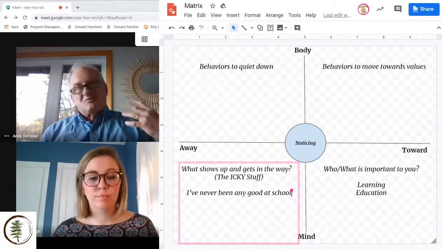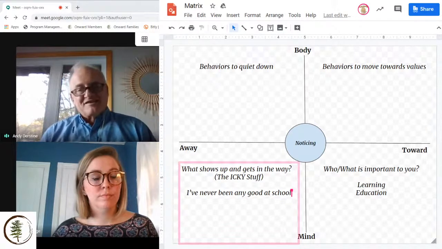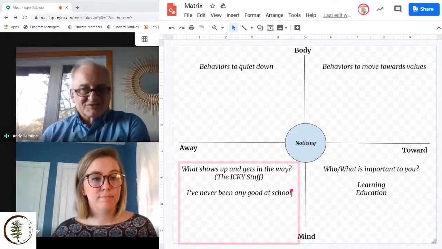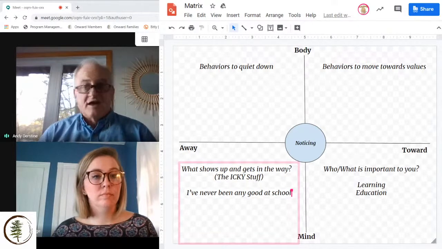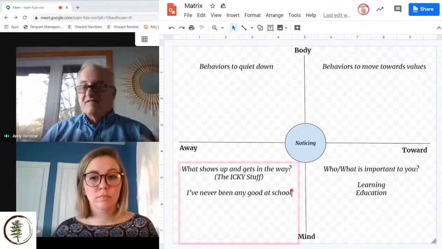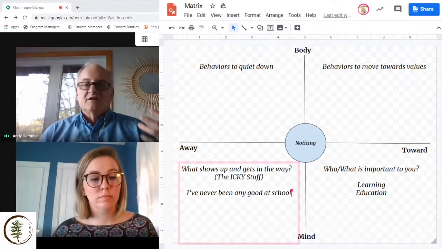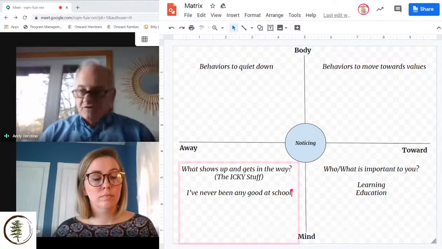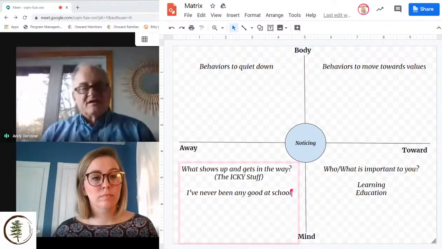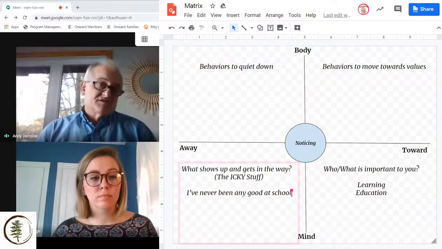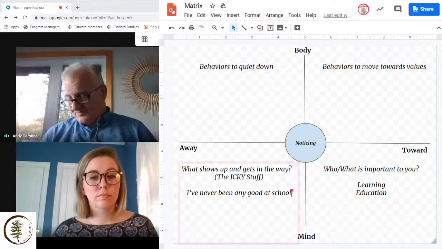And again, recognizing that this is a thought, not a fact. This isn't an evidence-based statement that I've never been any good at school. School has been hard, and I think we have to acknowledge and honor that with many of our members, that they've had a difficult time at school, whether it's because of anxiety or just neuroatypicality or learning styles. School for many of our members has been difficult. That doesn't mean they're not any good at it. It means it's been a difficult experience for them.